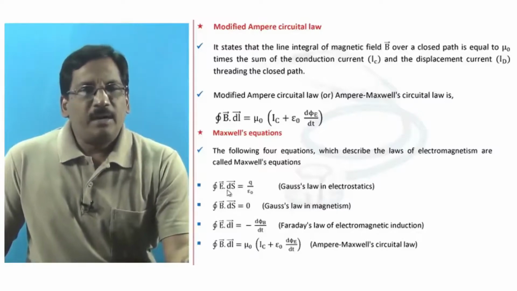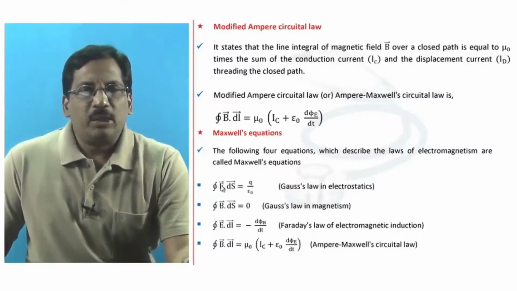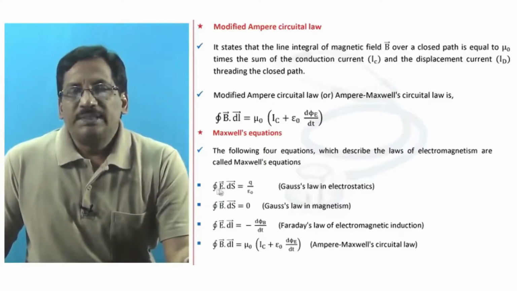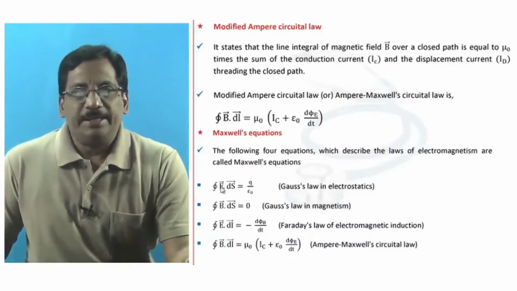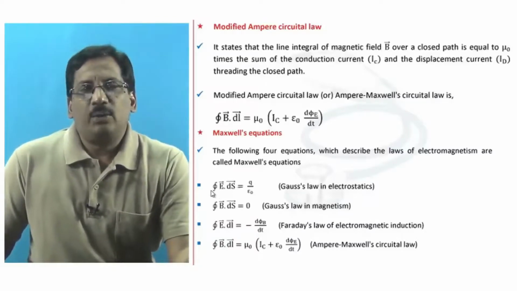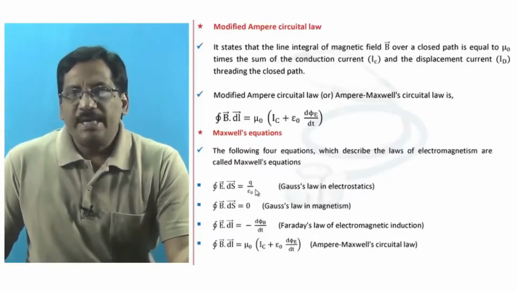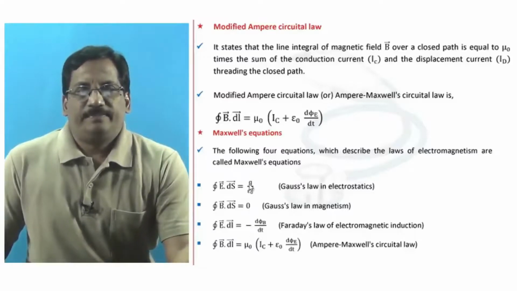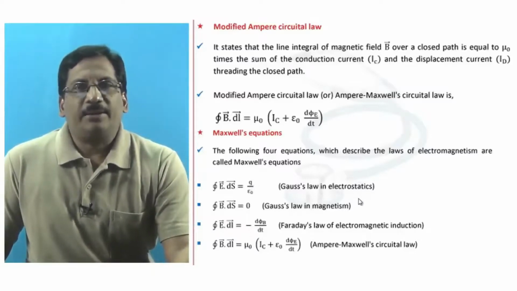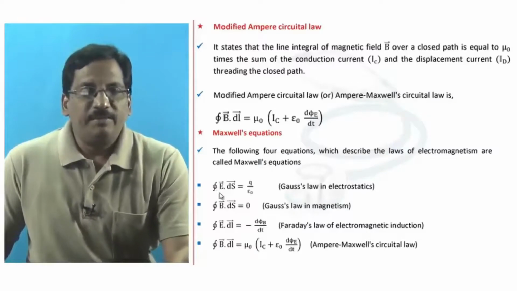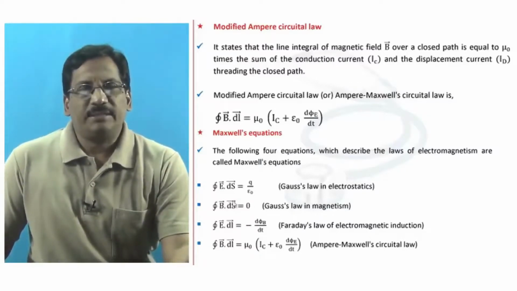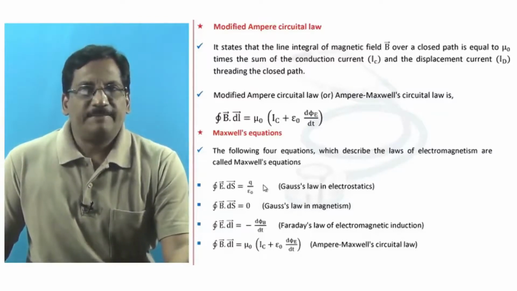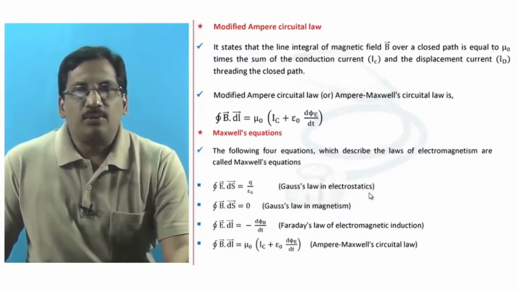Integral of E bar dot ds bar over a closed surface. Here this symbol you have to read as closed surface. This is a surface integral. The integral of E bar dot ds bar over a closed surface is 1 by epsilon naught times the net charge enclosed in the surface. This is Gauss law in electrostatics.